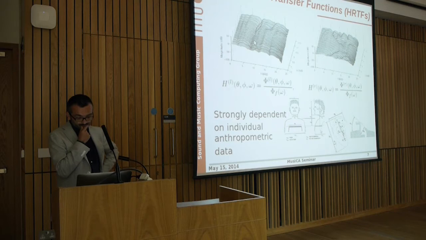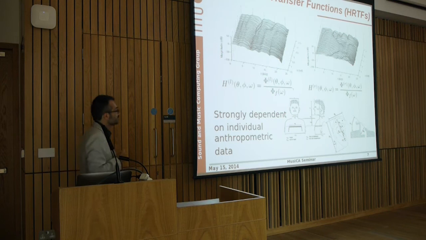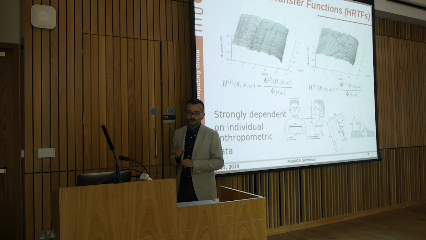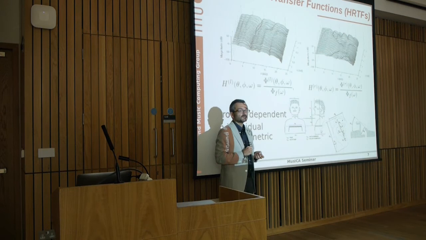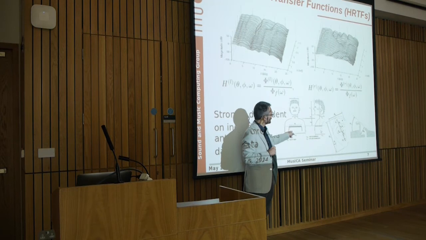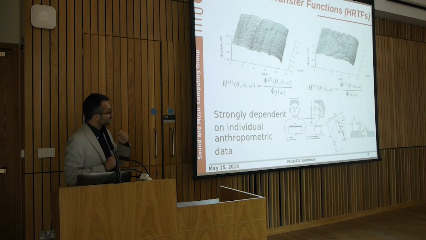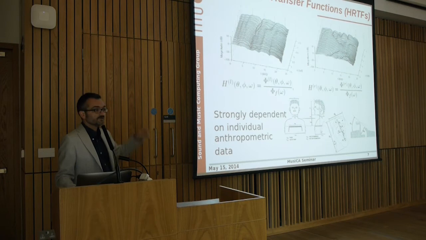But these things depend a lot on the individual anthropometric data. The CIPIC database recorded the HRTFs for a large set of users. It's pretty old already, it was done in 2000-2001, but it's still very useful because they took anthropometric measures of all their users. That's part of the documentation of the database. So you can try to relate those numbers with the relevant features of the responses.